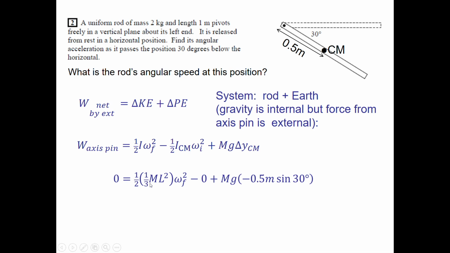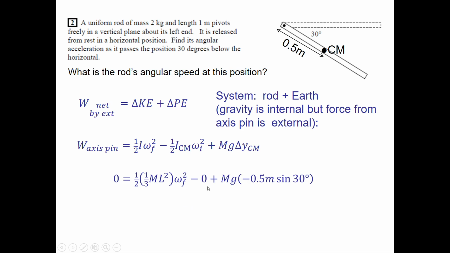And also, I won't bother going back to show it, but from our table of moments of inertia, the moment of inertia of a rigid rod rotating about one of its ends is 1/3 mL squared. So I plugged that into the first term here. And omega initial is 0 because we released it from rest. And I'm going to call initial up here and final down there. All right. Let's simplify a little bit more.